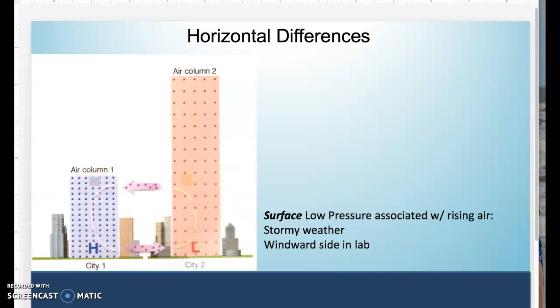And conversely, that surface low pressure is associated with rising air. Rising air that is really reducing its density. Remember, we were on the lab and we looked at rising air along the mountainside associated with stormy weather, associated with ski resorts, also associated with the rainforests on the windward side of the Hawaiian Islands. Surface low pressure is associated with rising air and stormy weather and the windward side.